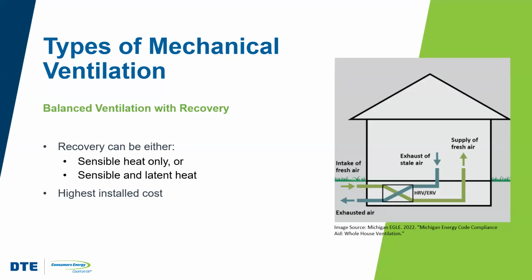The fourth type of mechanical ventilation is what we call balanced ventilation with recovery. This uses a special heat exchanger that allows the air that you're bringing in and the air that you're exhausting to transfer energy between each other. Now they are physically isolated so that you don't mix the contaminants in the air that you're exhausting with your supply air, but you are able to exchange thermal energy between the two.